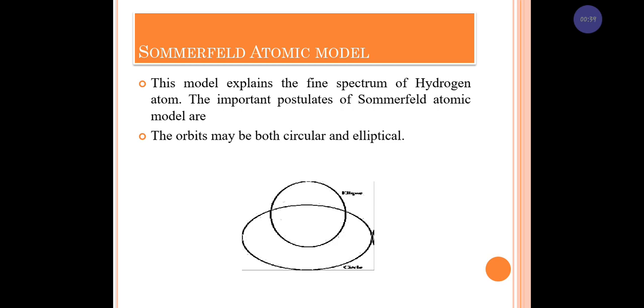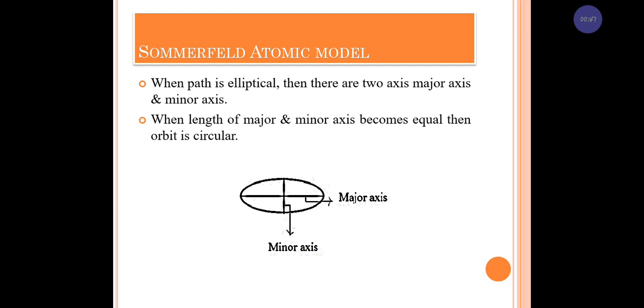The main postulate of the Sommerfeld atomic model is that electrons may revolve in both circular and elliptical orbits. When the path is elliptical, there are two axes, one is the major axis and the other is the minor axis. When the lengths of the major axis and minor axis become equal, that path we call a circular path.